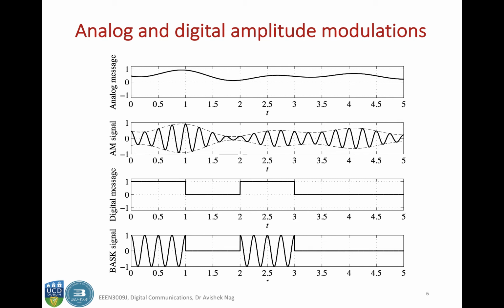So you have probably studied analog communication in your stage 3, and in this stage 4 you are studying digital communication. The main difference between analog and digital communication is this. You have a signal. Let's say you have an analog signal which varies smoothly with time, and then you have a high frequency carrier.